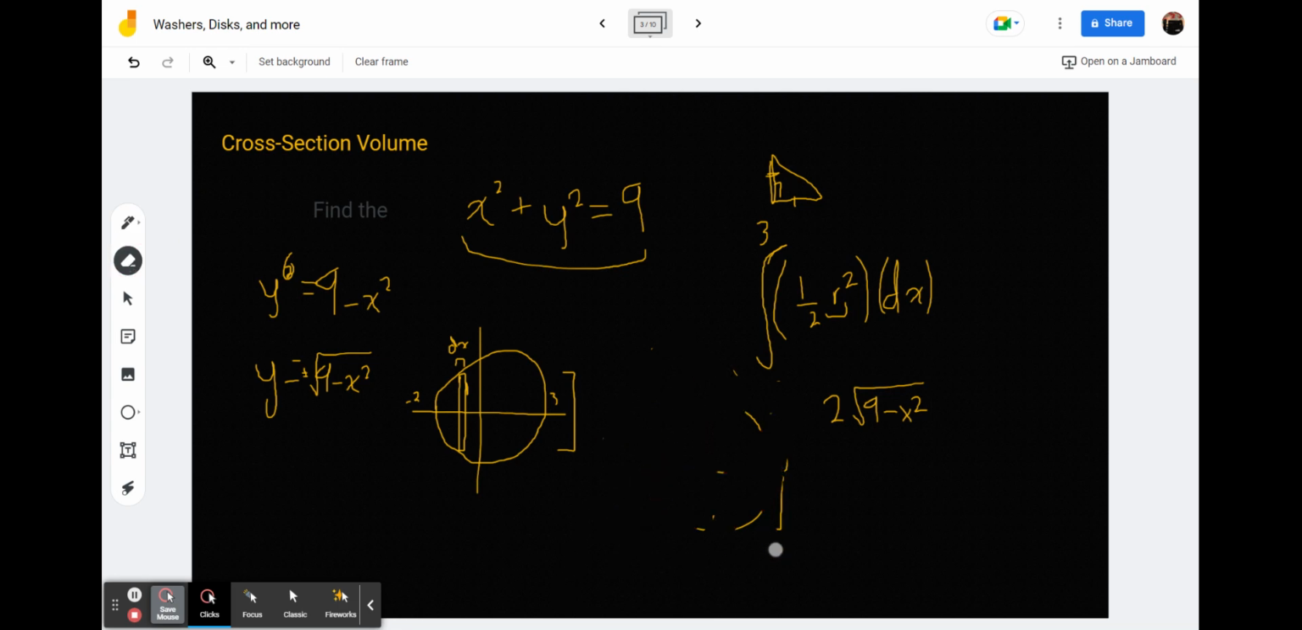Let me just erase all my diagrams. So if we input this into our value of r, what we're going to get is the integral from -3 to 3 of 1/2 times 4, so just 2, times 9 minus x squared. And that's because it's r squared, and our r is 2 root 9 minus x squared. So if we square that, we'll get 4 times 9 minus x squared. And this is dx.